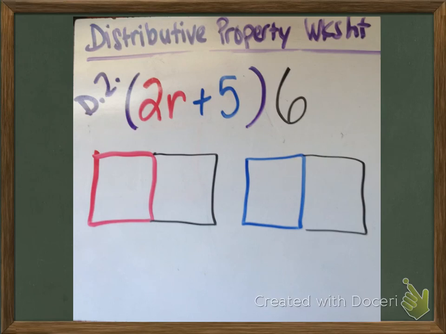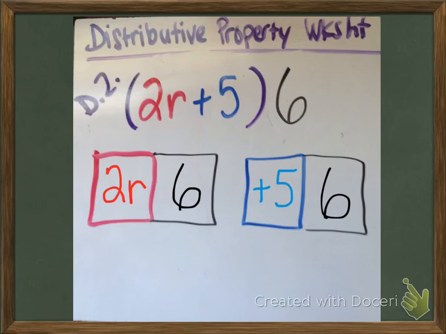For D2, again, you have the number that is outside the parentheses at the back, so you have to switch around your colors. You have the quantity of 2r plus 5 times 6. What would you get for an answer? Remember, the 6 is what you're going to multiply times each, so you bring down the 6 into the black boxes. The 6 is the one being shared. Then you bring down your 2r, which is a positive, and your positive 5.